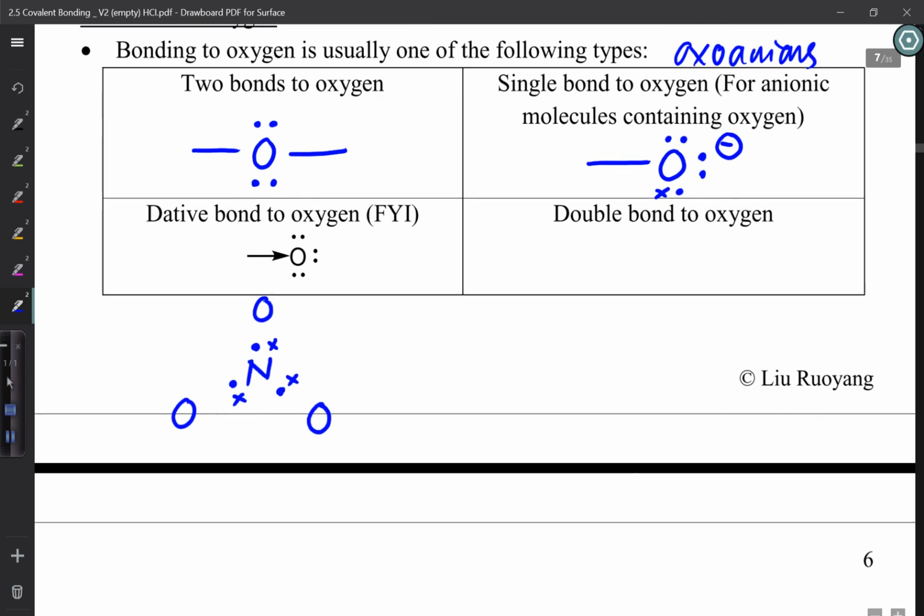So this is the structure of NO3. I need some tea. So take note. You need some pee? What? I conveniently already finished all my tea.